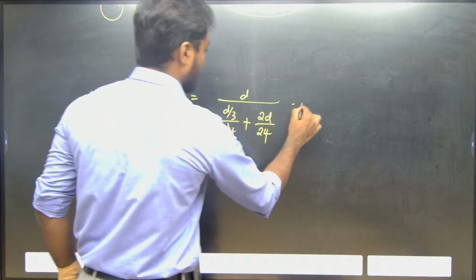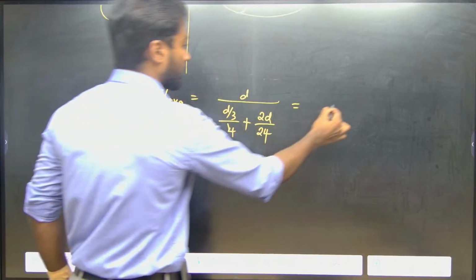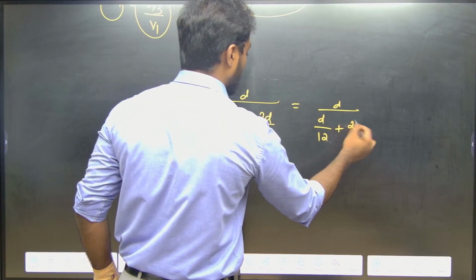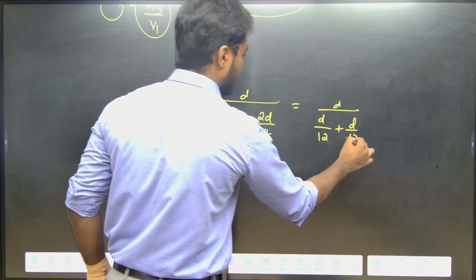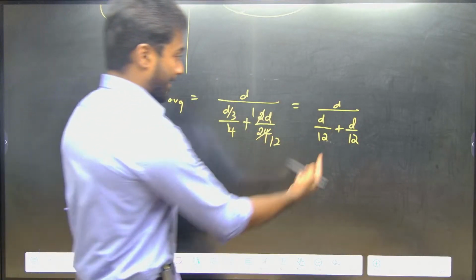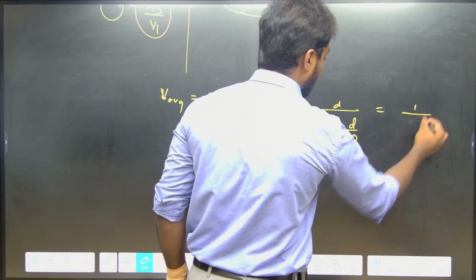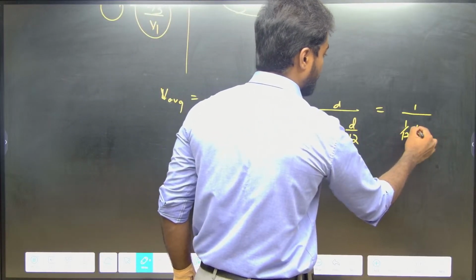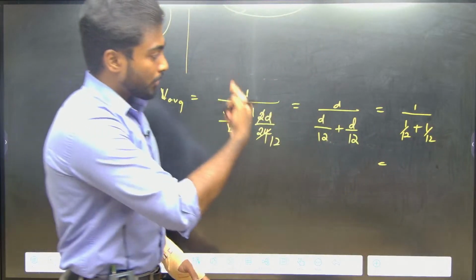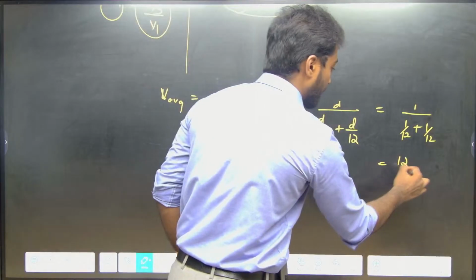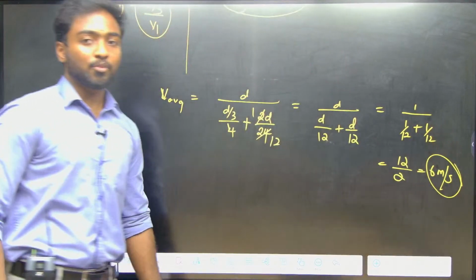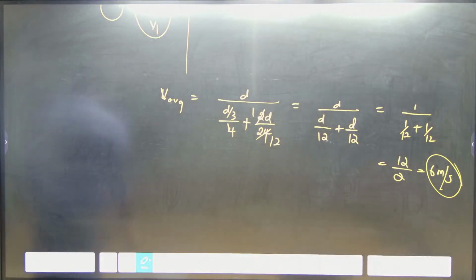So take this 3 to the denominator, d by 12 plus 2, again d by 12 only. Cancel the 12 times. So I can take d commonly outside and cancel it out. 1 divided by 1 by 12 plus 1 by 12, so 2 by 12. If I take to the numerator, 12 by 2, which is nothing but 6 meter per second. So this is my average speed, 6 meter per second.